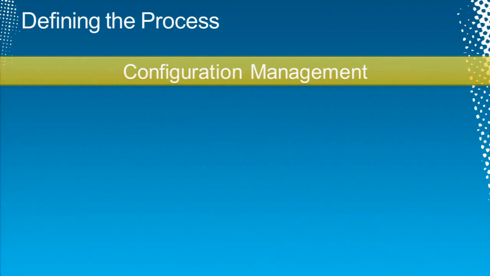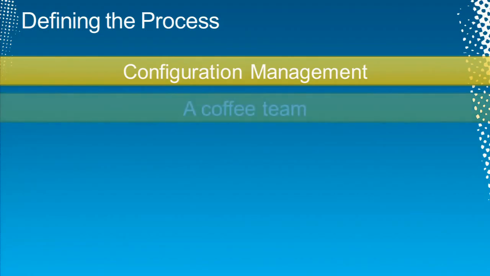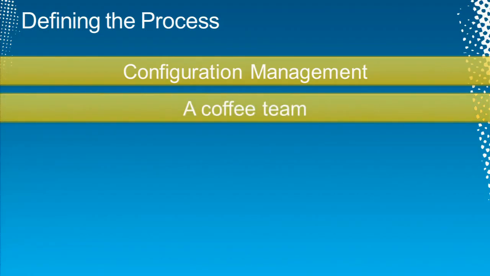So in defining that process, there are a couple of different aspects from IT service management. One is managing the configurations, managing the different types of coffee machines that we want to store and keep track of in our environment. We then need to take into account that we have a support team who's going to manage this and support coffee.